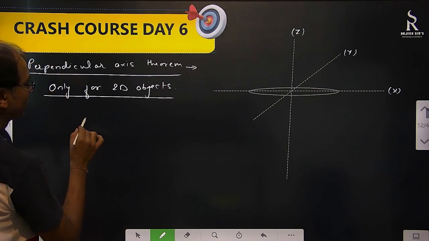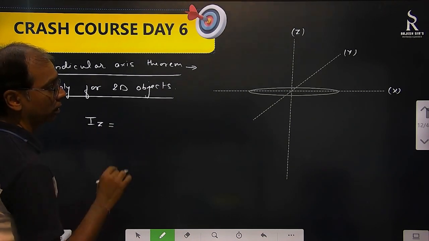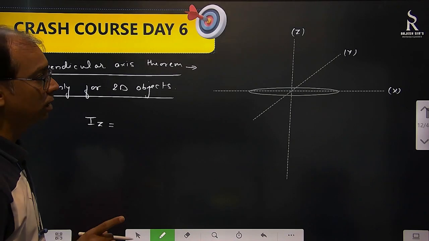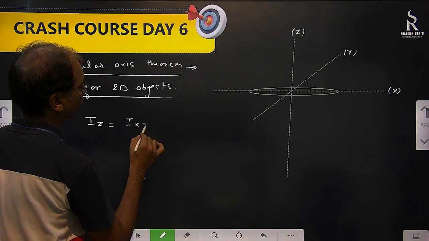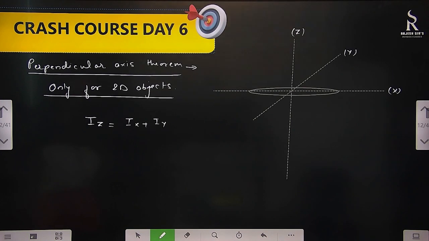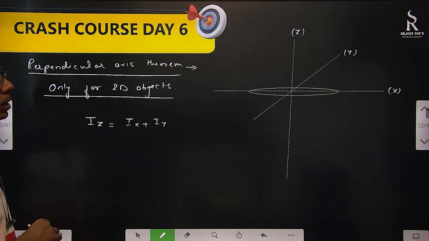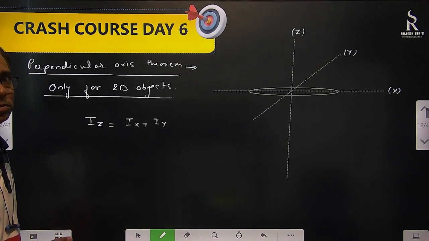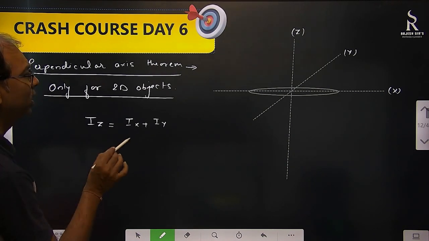So what does the theorem say? Moment of inertia about z-axis of this body. Now all three axes are passing through the center, remember that always. So Iz is equal to Ix plus Iy. This is perpendicular axis theorem, which we have to apply in two-dimensional objects. That means you can apply it in ring, disc, plates, but you cannot apply this in sphere. Not possible. You can only apply in two-dimensional objects. So Iz equal to Ix plus Iy.